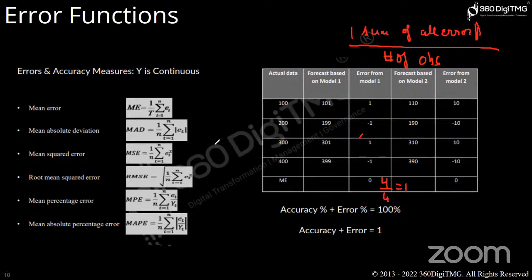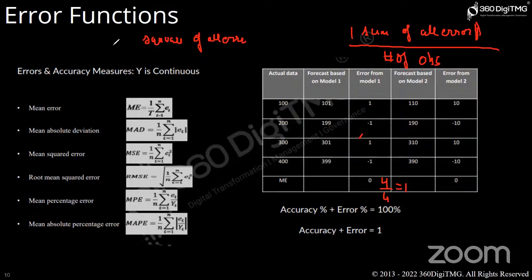Okay. Then we have mean squared error, where you're taking the square of all errors and then you're taking the sum of it. Okay, we have to take the sum of all errors every time, no matter what. So mean squared error, you're taking the square of all the errors and then you're dividing it by the total number of observations.